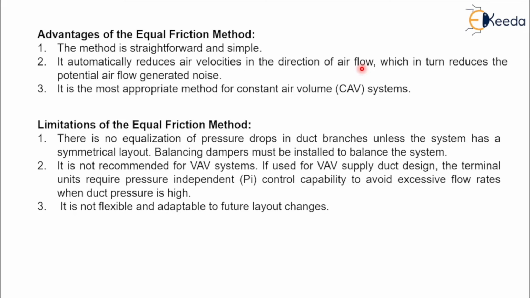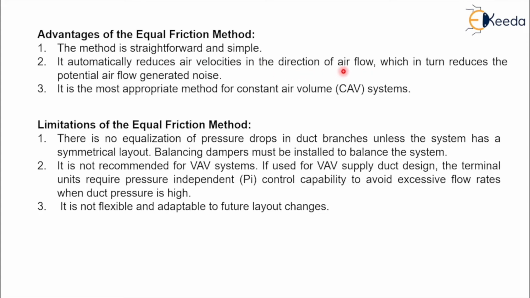In that case, if we have selected a constant diameter, suppose a 10 inch duct, and the flow rate is decreasing, then which parameter will decrease to accommodate the decrease in the air flow rate? That is the velocity, because Q is equal to area into velocity. In that case, area is constant, so velocity will decrease. Okay, it automatically reduces the air velocity in the direction of airflow.